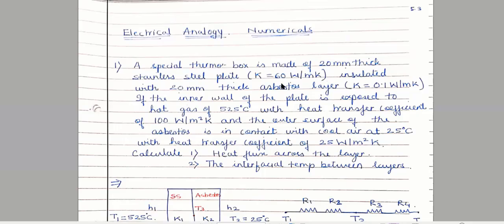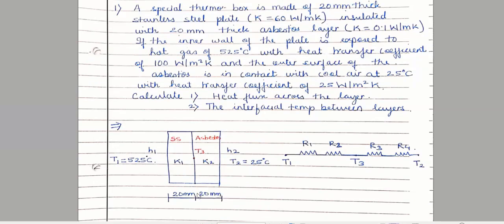This is the block diagram. The thermos is made up of stainless steel, and an insulation is provided. The insulation is of asbestos. So these are the two materials: one is stainless steel, another one is asbestos. The K value is given for the stainless steel, which is 60 watt per meter Kelvin, and the K value of asbestos is 0.1. So the K value of a conducting material is 60 and the K value of the insulator is 0.1.